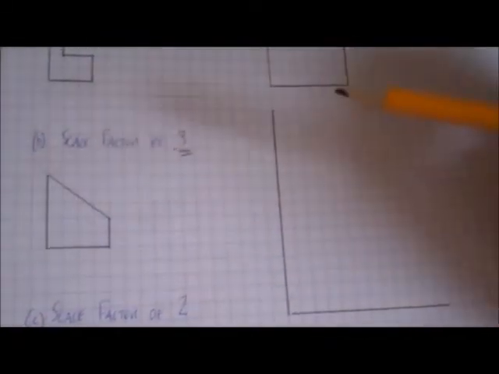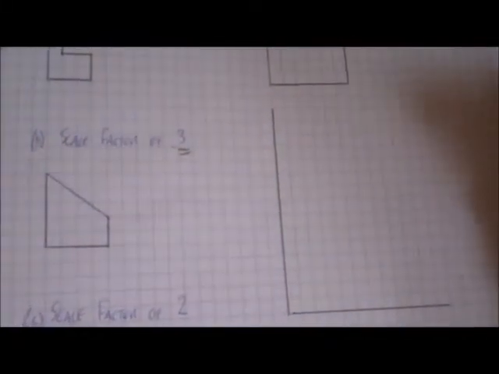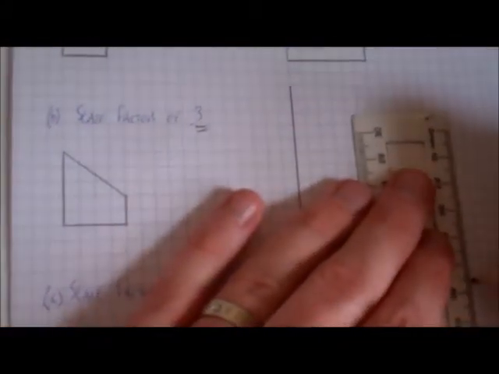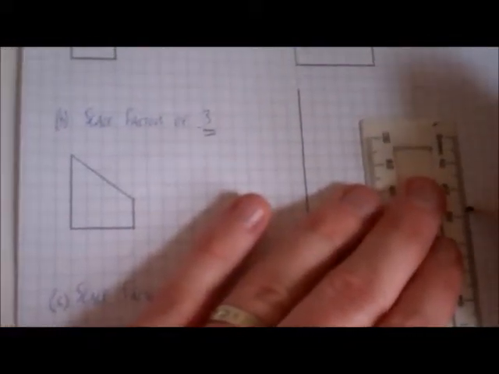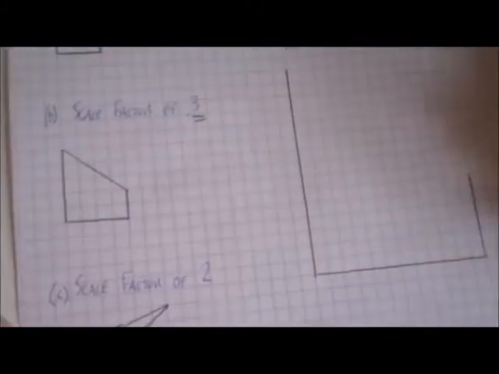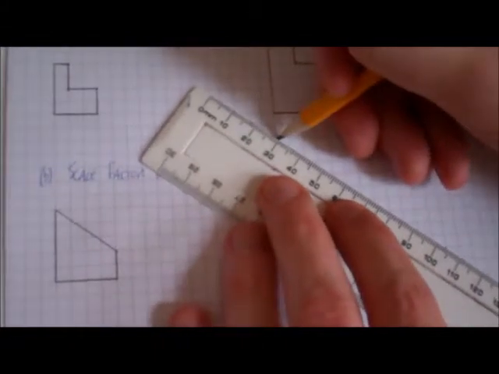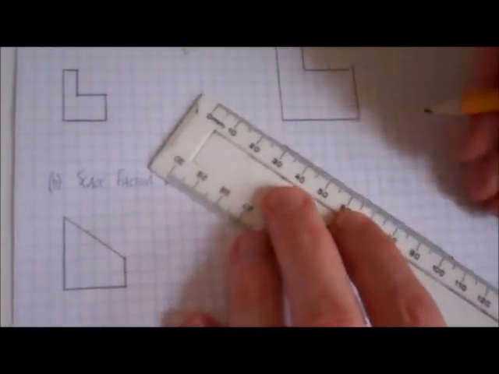The right hand side of the shape is 2 boxes in the original, so with a scale factor of 3 it will be going up to 6. And all I simply do now is join those 2 points together to create the slanted line.